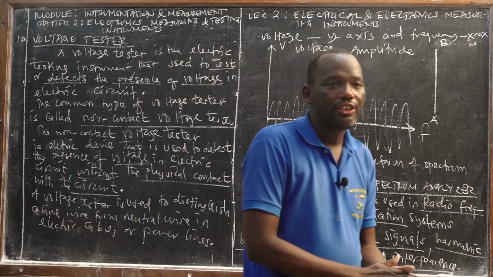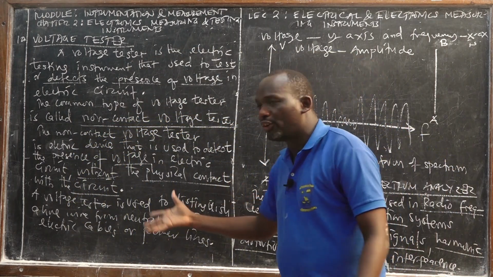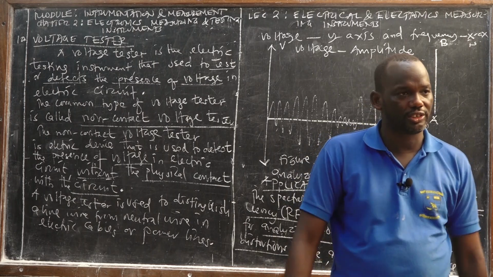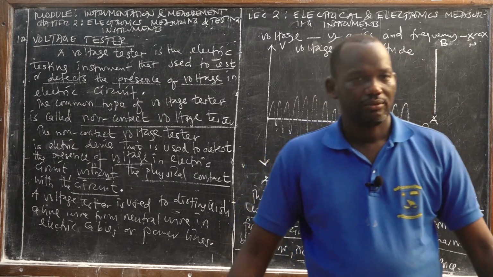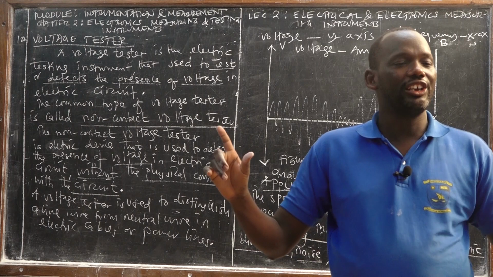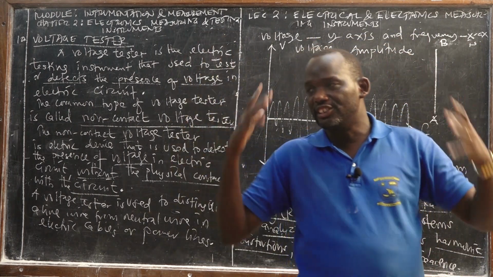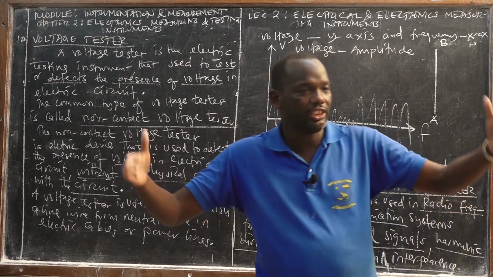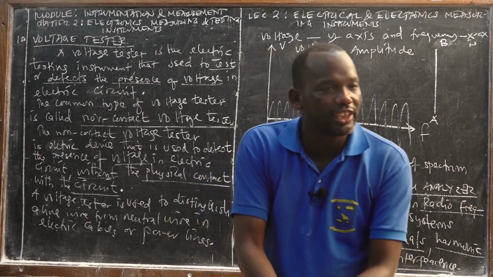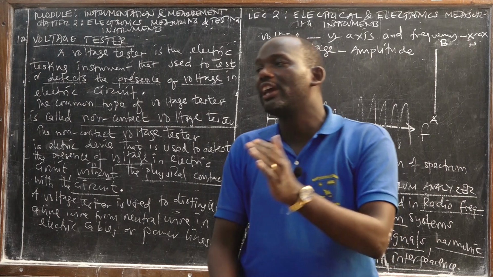Are we together? So the voltage tester is not limited to AC only. No, it can be used for DC systems, as long as you have a magnetic field. Remember that magnetic fields are generated in both DC power sources and AC power sources. Are we together?